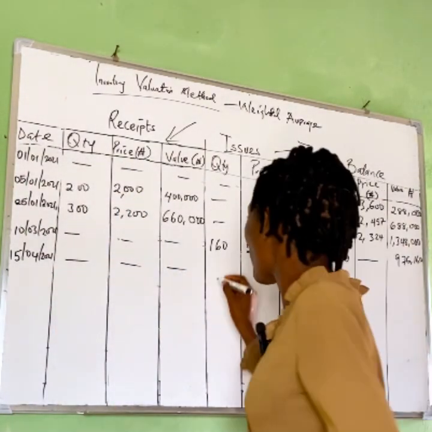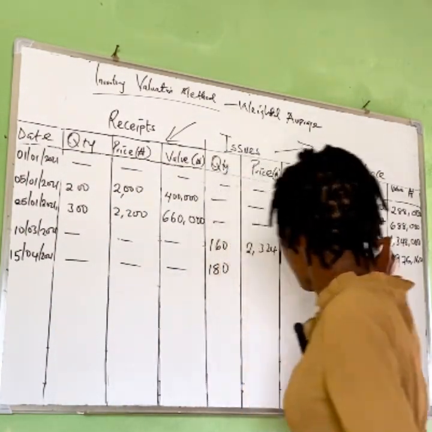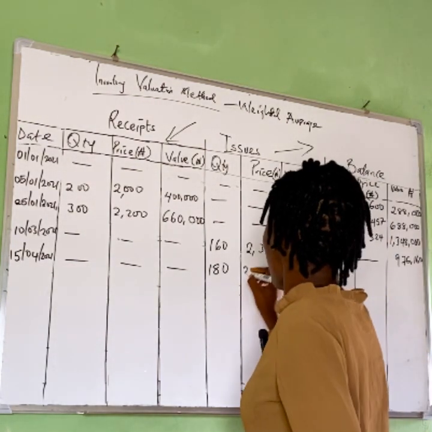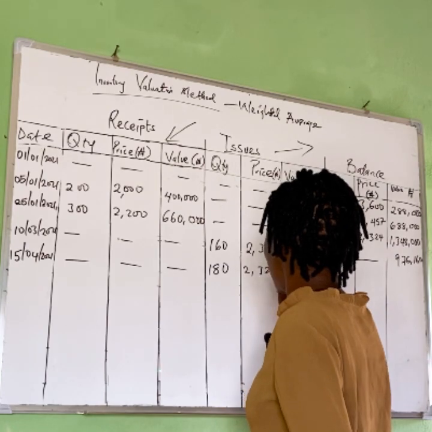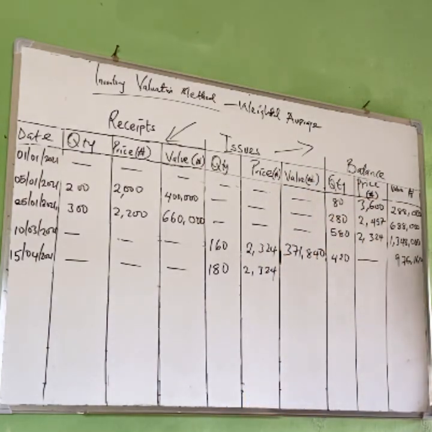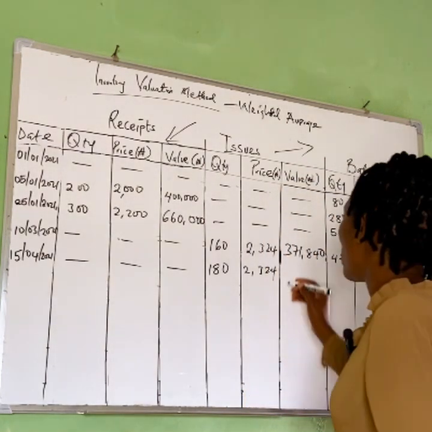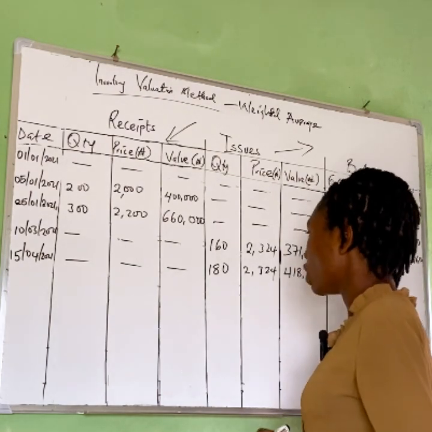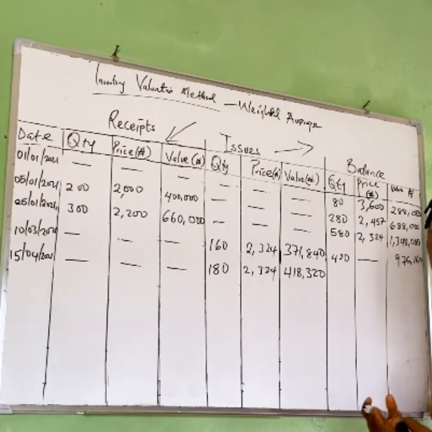180 bundles of net. So we are still making use of the same price until there's another receipt. Which is 2,324 naira. So we'll multiply this. That will be giving us 418,320. All right, now after the issue, we need to balance, right?